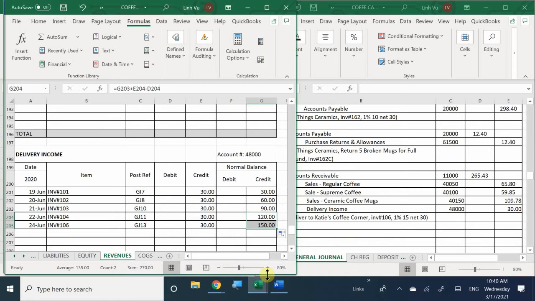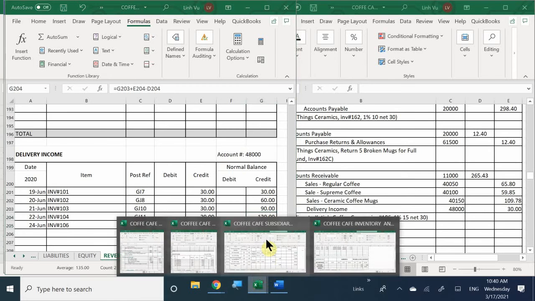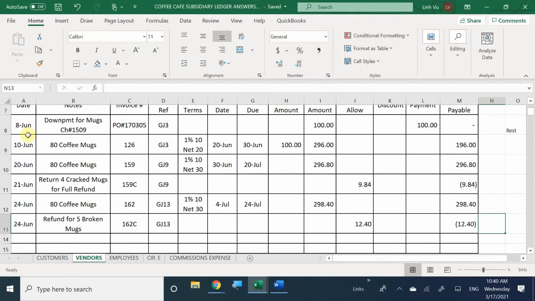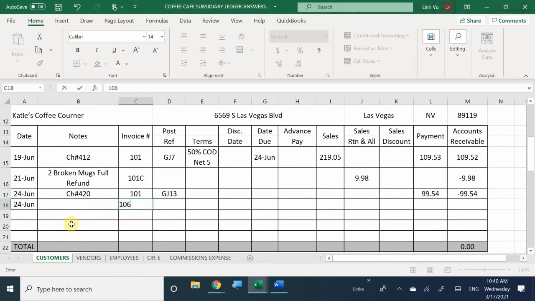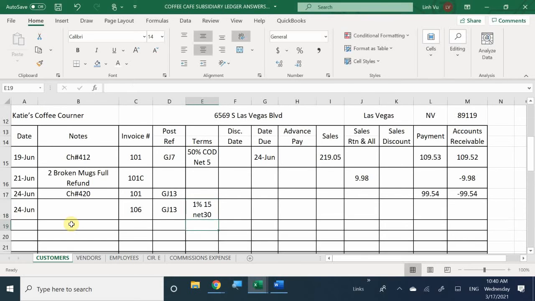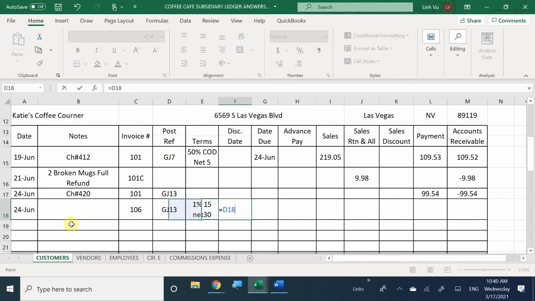Subsidiary. All right, so here we are. Subsidiary ledger. We're dealing with Katie. Okay, and general journal 13 once again. But this time we sold something to her. What are my terms? 1%, 15, net 30. So what's the discount due date?